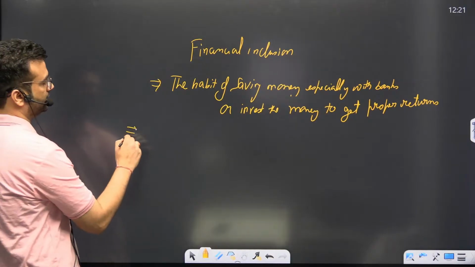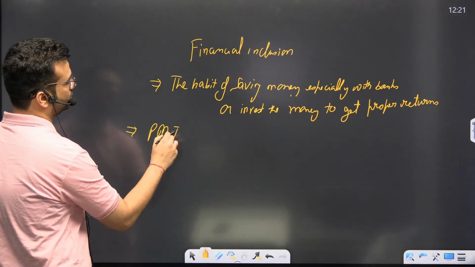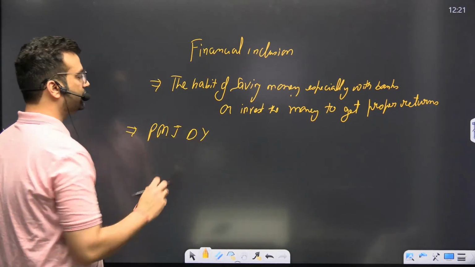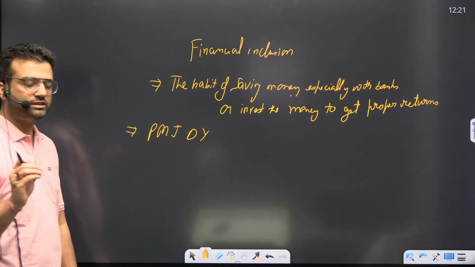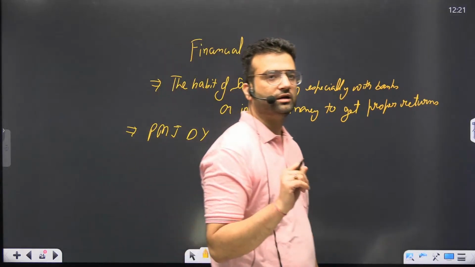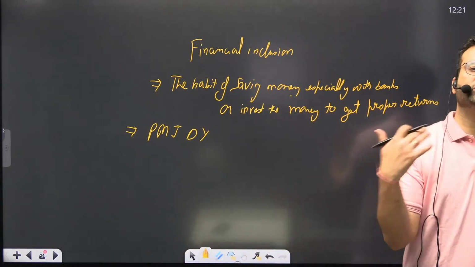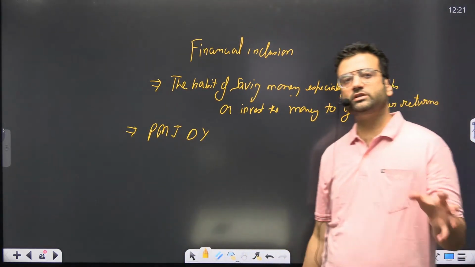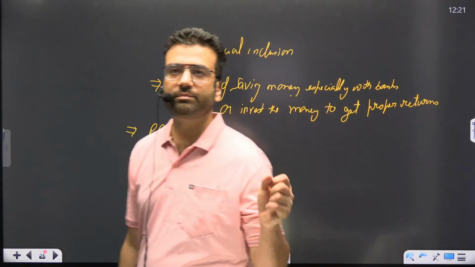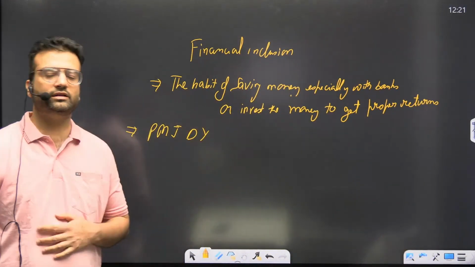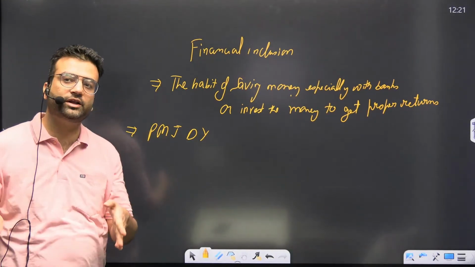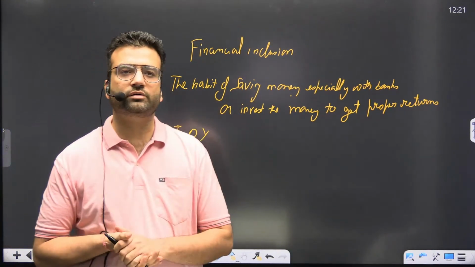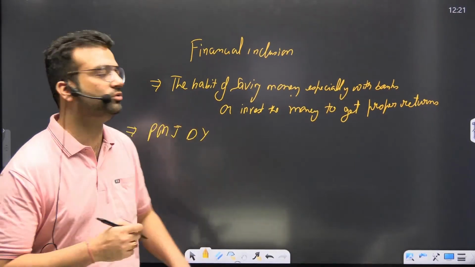Example, Pradhan Mantri Jan Dhan Yojana. Under this scheme, the Government of India said that people can open their bank accounts. This is the habit of financial inclusion. When people deposit their money in the banks, it will generate financial inclusion, because from that money only banks will give loans. This is financial inclusion.